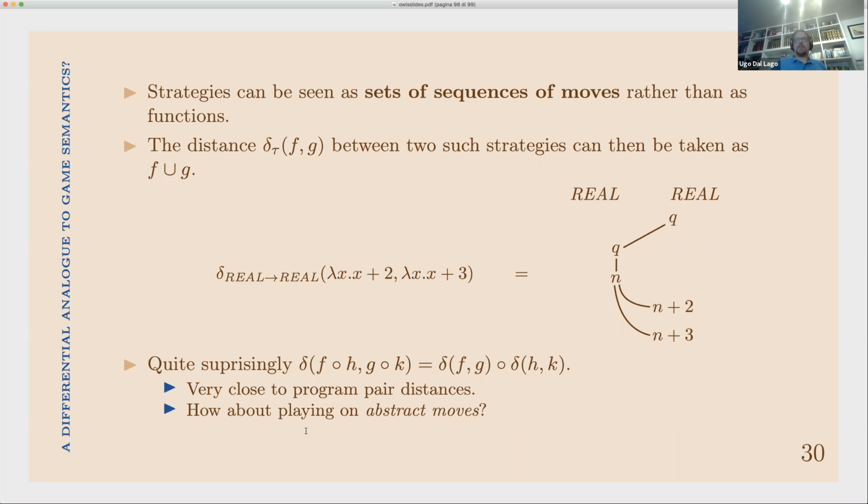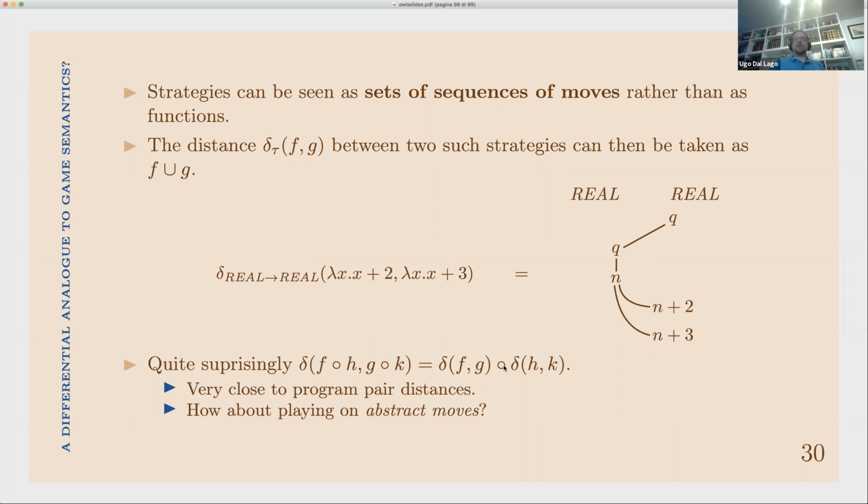Actually, the most surprising thing about all this is that this is perfectly, say, compositional. So you can get a distance between the composition of f and h and g and k by way of the distance between the first two and the distance between the second two, because you can compose non-deterministic strategies, as we all know.